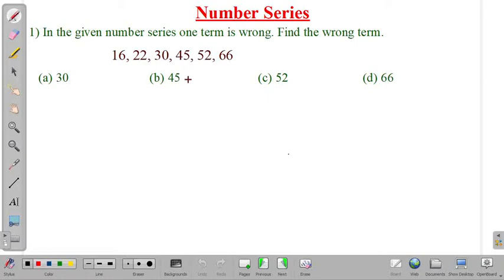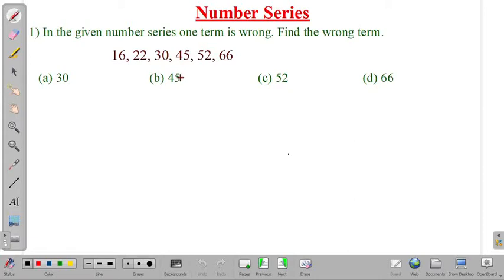First we need to see whether our series is of increasing type, decreasing type, or a mixed series, that is, a combination of two or more series. First we need to identify the type of series, then check whether the succeeding terms are increasing rapidly or gradually. If it is increasing gradually, then it will be a problem of difference type. If it is increasing rapidly, it will be multiplication, or maybe square or cube.